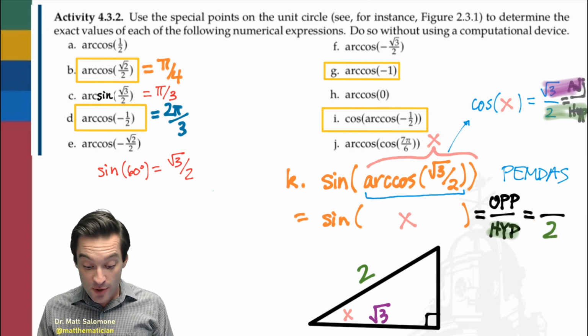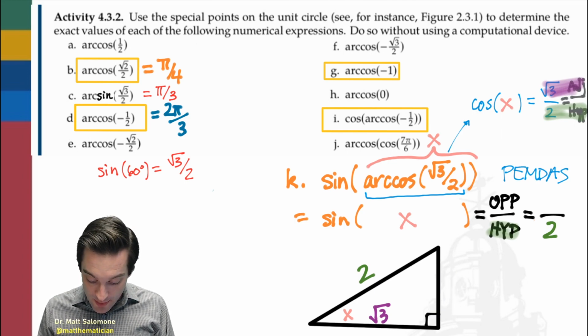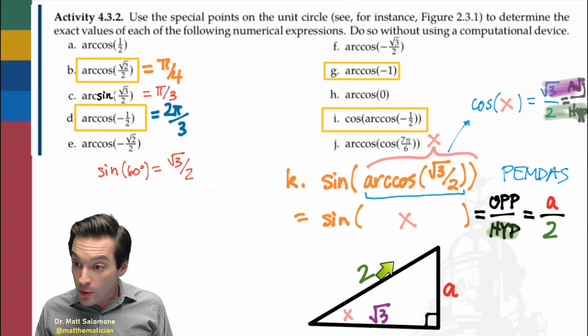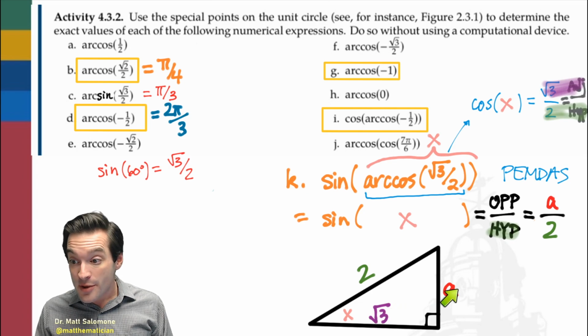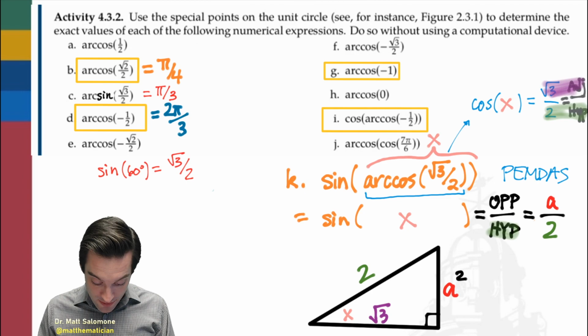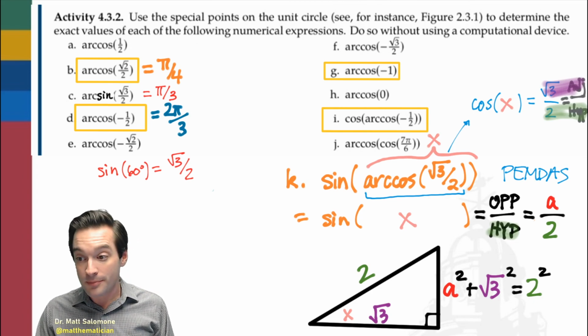And that just leaves us with the question, what is the length of this opposite side? Let's call it A. Then A is the length of this side in my right triangle. How do I find the length of that missing side? Well, I know the lengths of the other two sides, so I can use the Pythagorean theorem to discover the missing third length. A squared plus the square root of 3 squared is going to be equal to 2 squared. And when I solve that equation for A, I'm going to discover that missing length.